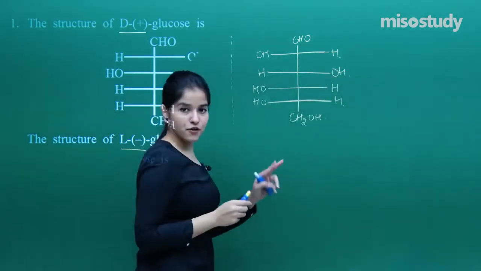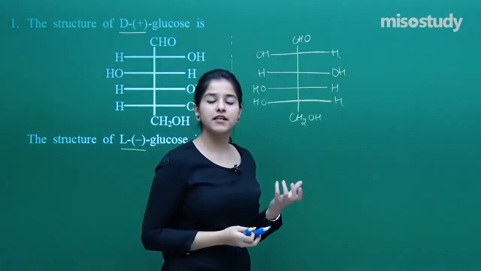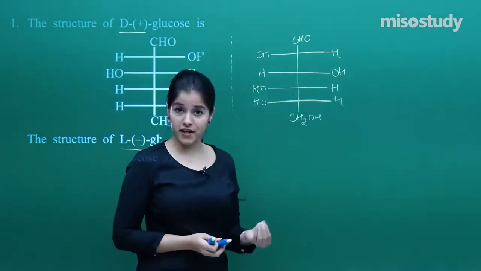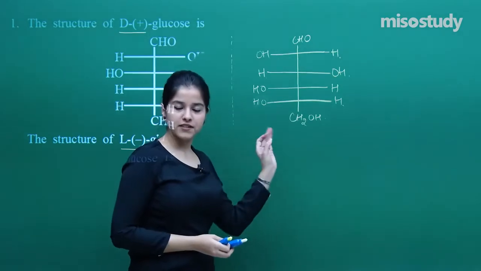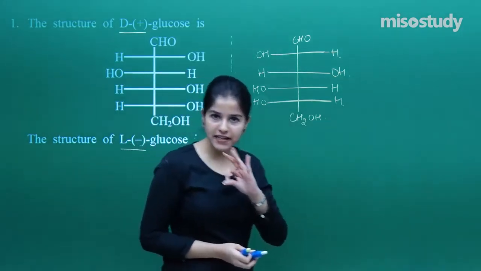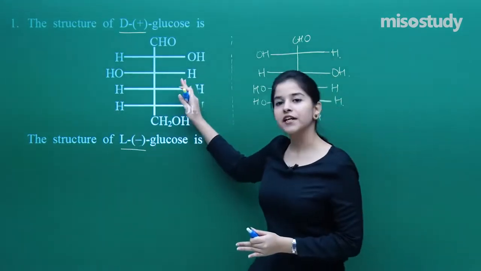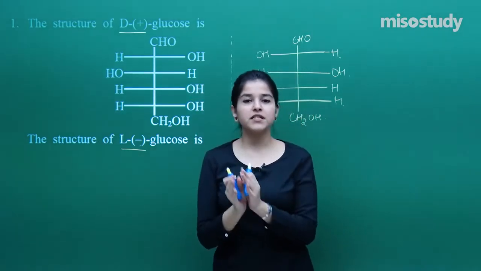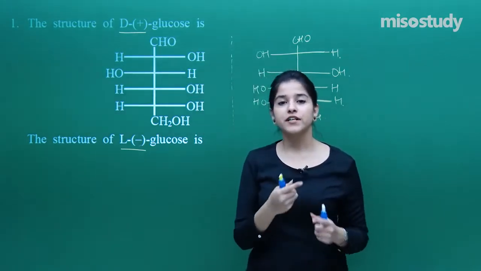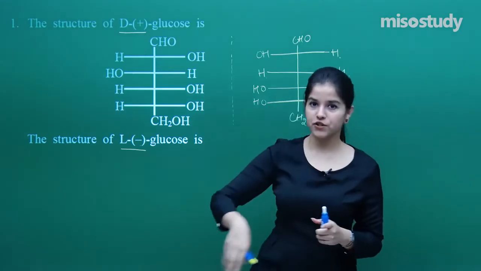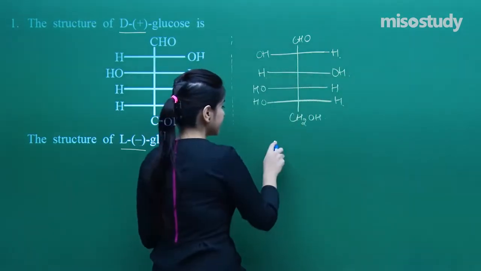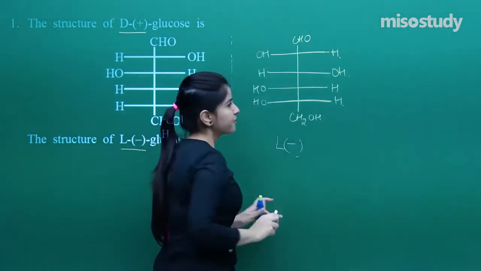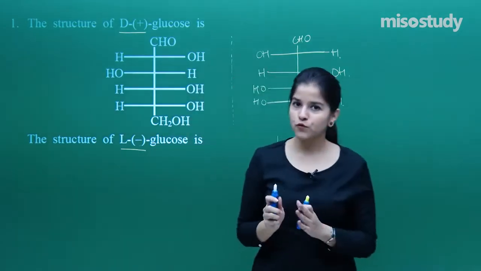So this is first of all L. How does it imply the configuration L? It is due to the presence of this OH on the left hand side, and also this is the enantiomer of the given compound. That means an enantiomer always rotates the plane polarized light in the opposite direction. So earlier it was positive, so here now the sign would be L minus. That is what we need to look for in the options.